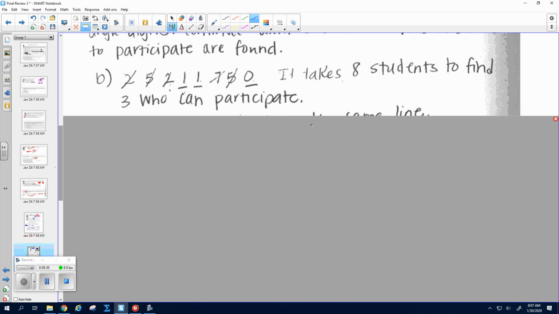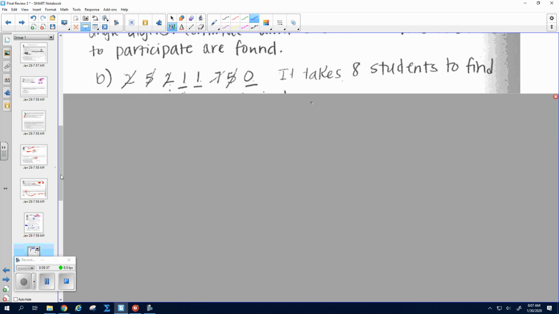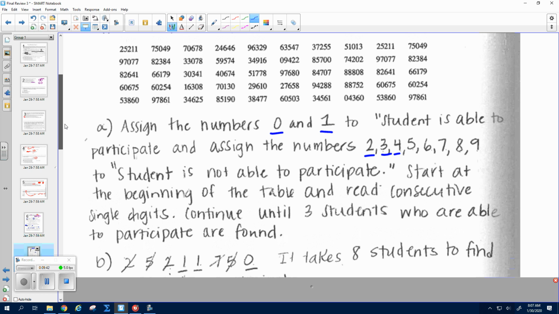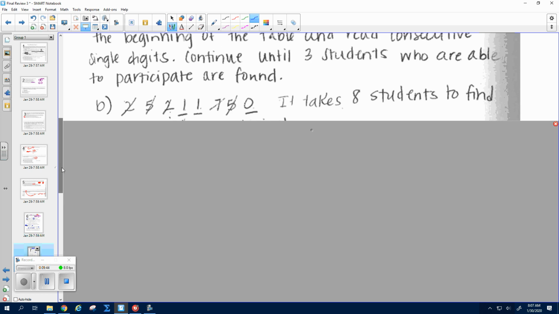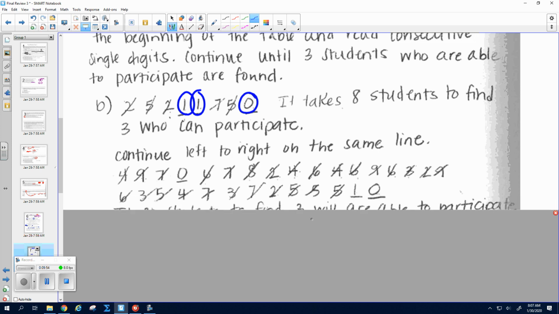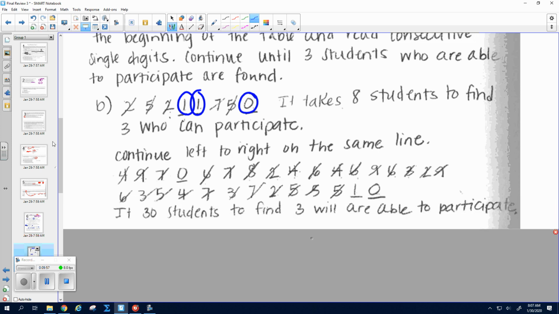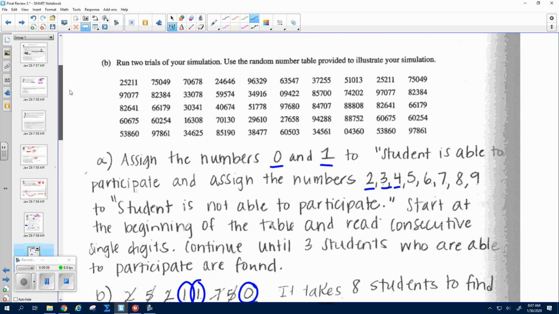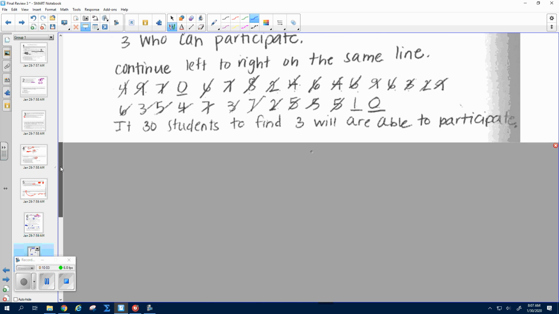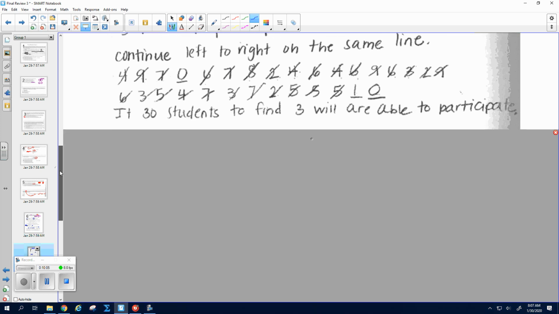So part B, we actually do this. So I have 25211750, right? Starting there at the top left. And that gives me 3, and I can stop once I get 3 students. So it took me 8 students to ask in order to find 3 who can participate. Then I decided to continue on the same line. You could also say you're going to start on the second line, all right, whatever you decide. And it took me 30 students to find 3 who were able to participate.